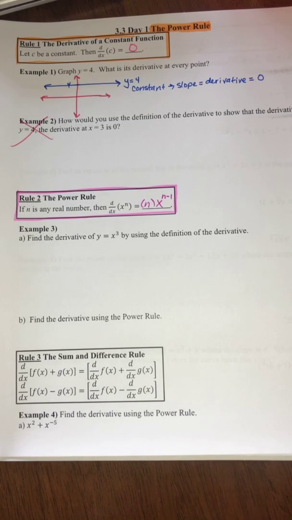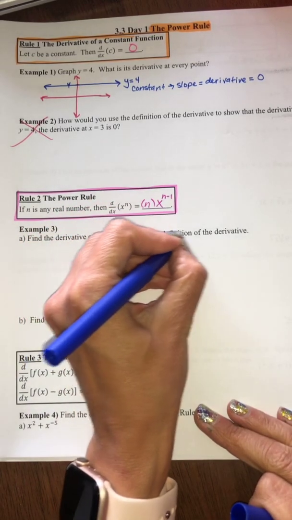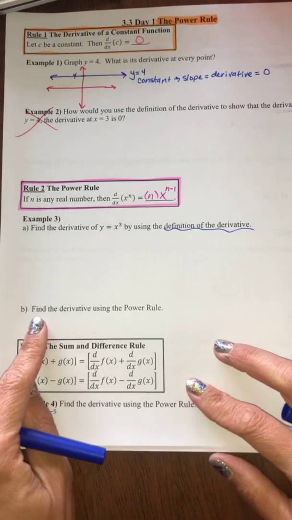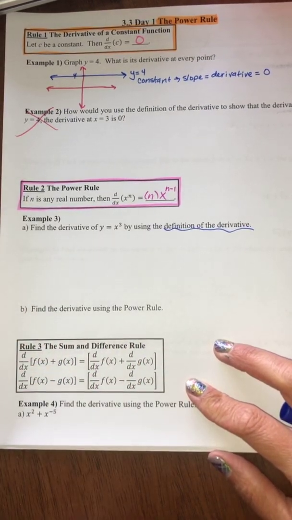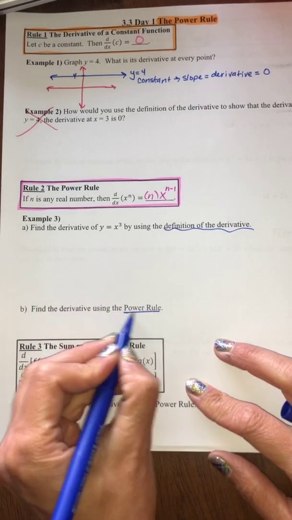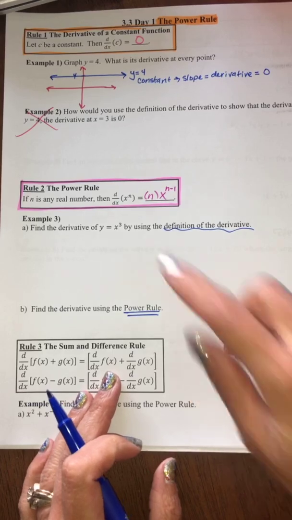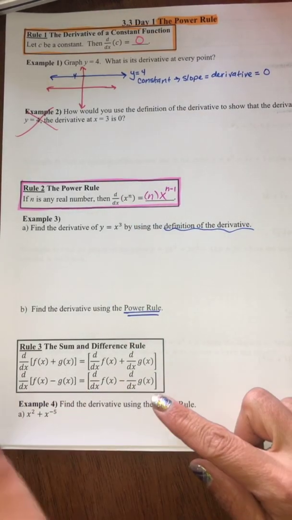Okay, so example 3 says find the derivative of y equals x to the third by using the definition of derivative. So since we're going to be using the definition of derivative, we're going to do it the old school way, the way that we've been doing it this whole time. And then if you look at part B, by looking ahead, we're going to use the power rule. And we're going to compare, and you're going to see how much quicker it's going to be to use the power rule, and you're going to love it.